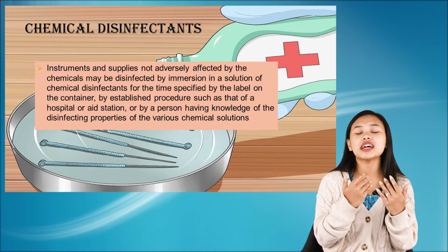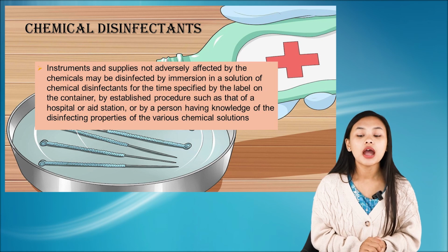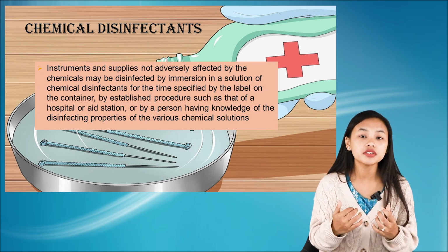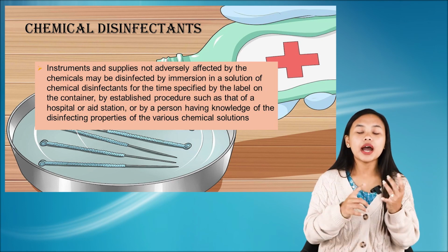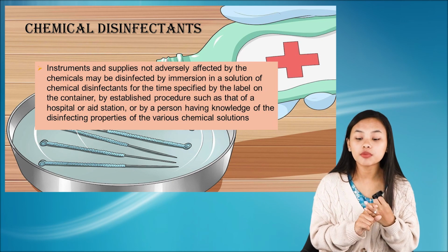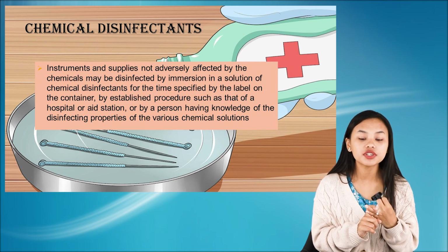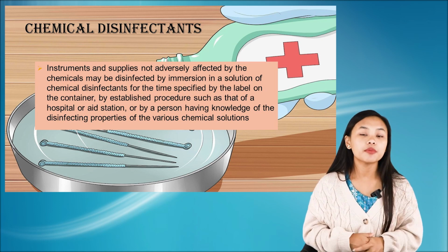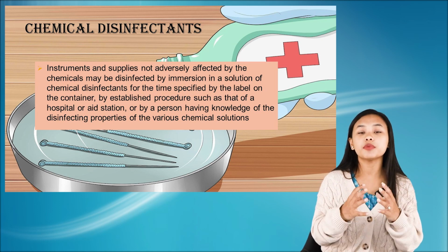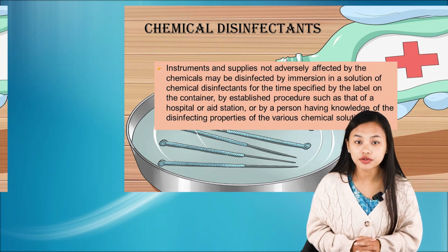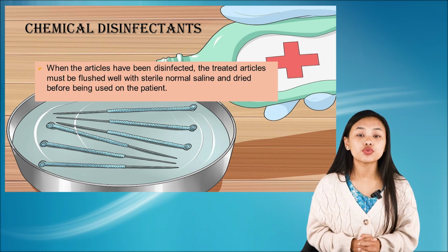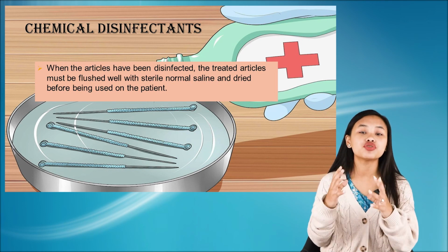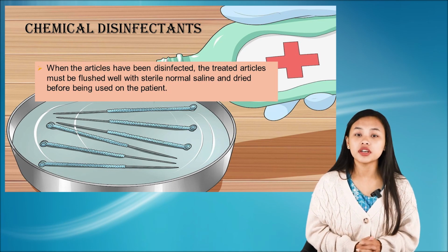However, if the instruments and the supplies are not adversely affected by the chemicals, then they may be immersed in the solution of the chemical disinfectant for a specified time, as given by the label of the container, by an established procedure such as that of a hospital or the aid station, or by a person who has the knowledge of the disinfecting properties of the various chemical solutions. And once these articles have been disinfected, you must make sure that they are flushed well under normal saline, and they must be dried before they are reused for another patient. So this is about the chemical disinfection.